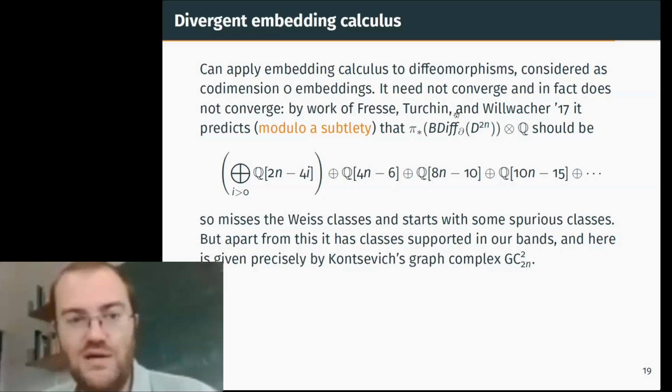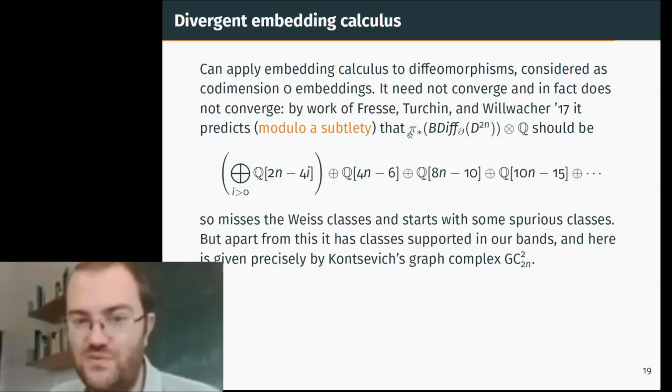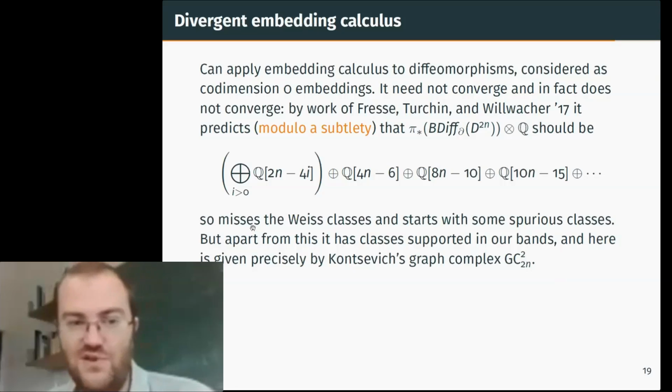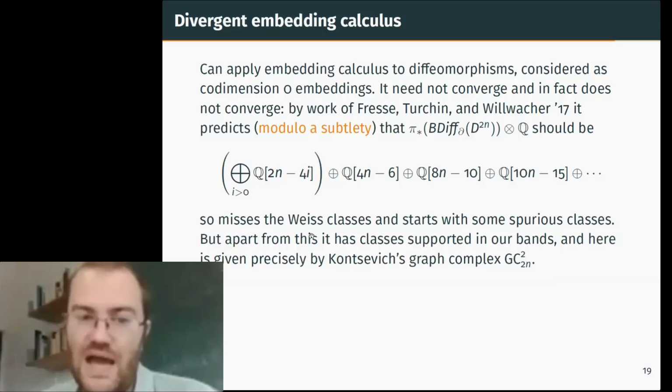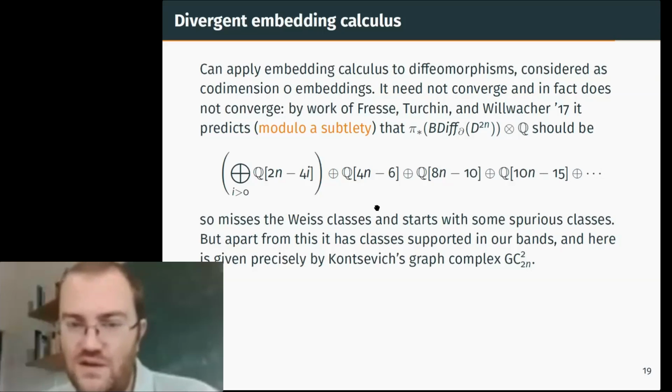Krannich, Turchin, and Willwacher have essentially, up to some subtlety that I won't say anything more about, worked out what embedding calculus predicts for diffeomorphisms. And what it predicts is the following. It starts off with classes in degrees 2n-4, 2n-8, 2n-12, and so on. And then there's some stuff in degrees around 4n, degrees around 8n, degrees around 10n, and so on. This is a bit misleading here. It's not always one-dimensional, and it's not always in one degree, but it's clustered near multiples of 2n.